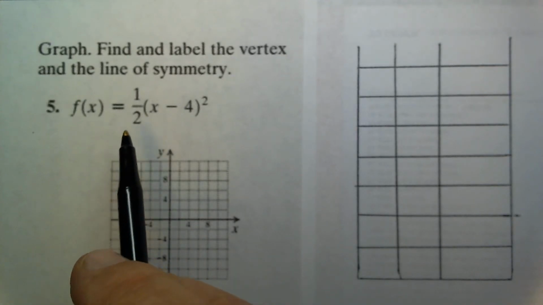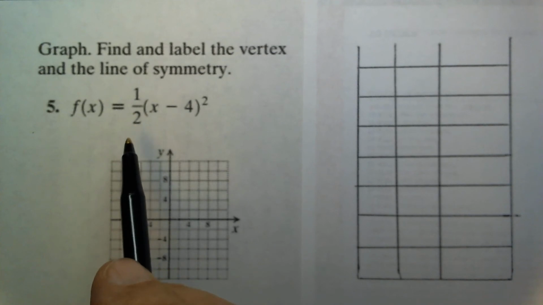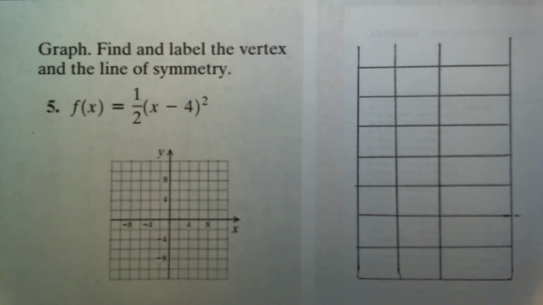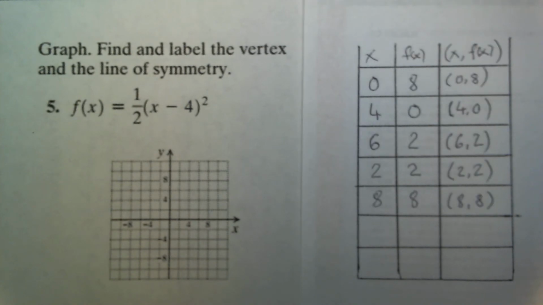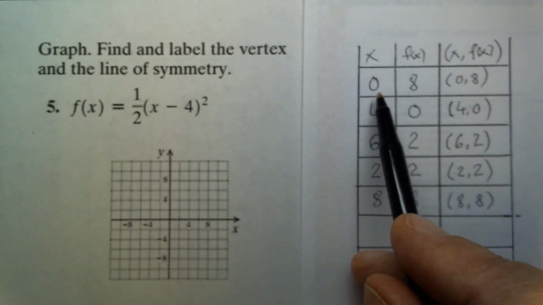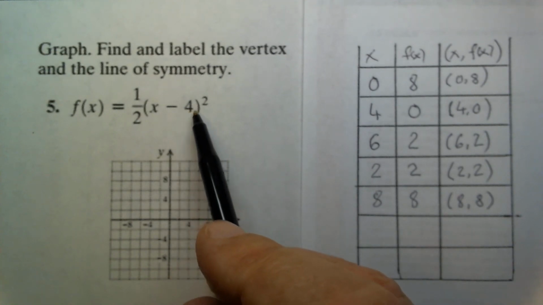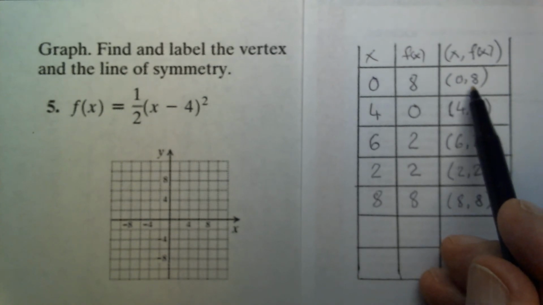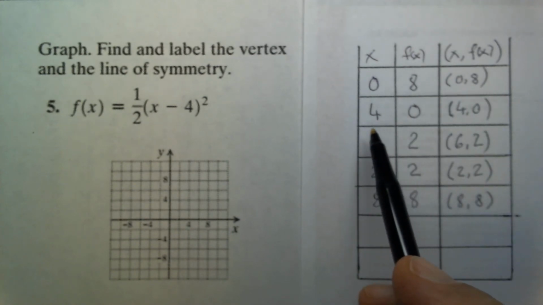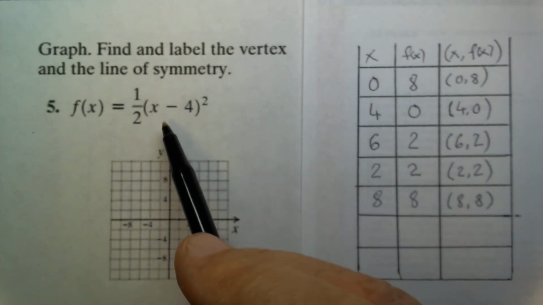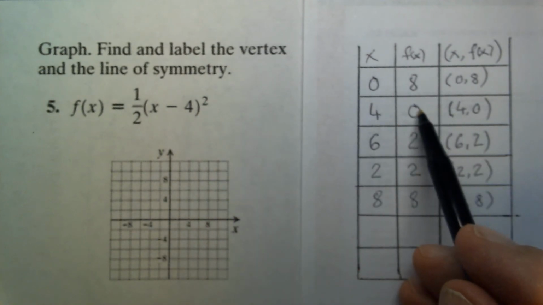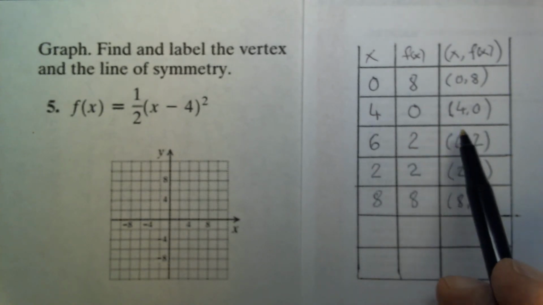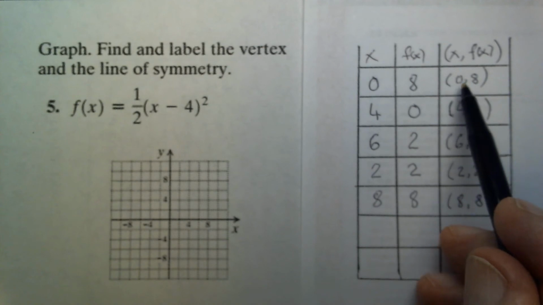For exercise number 5, to find and label the vertex and the line of symmetry and graph this function, let's begin by making a table of values. So here we selected some values for x. When x equals 0, then we have -4 squared, which is 16, divided by 2 is 8. So we have the point (0, 8), the y-intercept. And then when x equals 4, 4 minus 4 is 0, so the function is equal to 0 at this point, (4, 0). And here's the vertex.